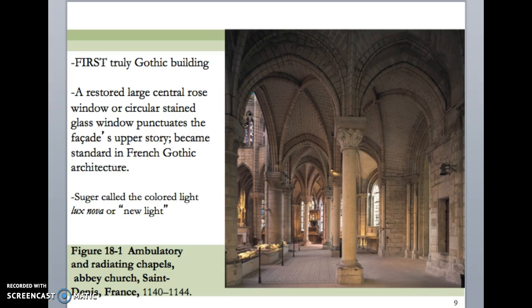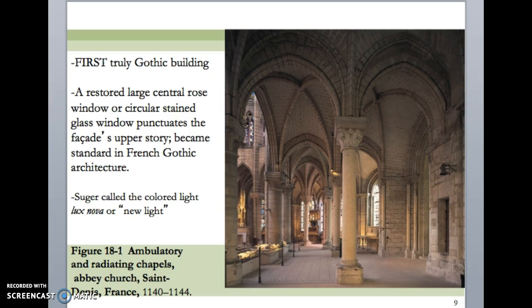Suger also coined this very important term, lux nova, which is French for new light. Okay, because he wanted to incorporate lots and lots of colored stained glass into the interior and exterior of these new Gothic cathedrals. Why did he think new light was so important? How is this symbolic of Christian religious beliefs? So how did it function symbolically, and how did it function structurally?